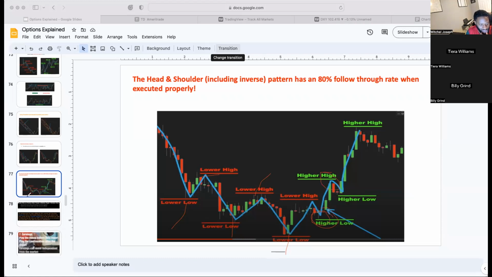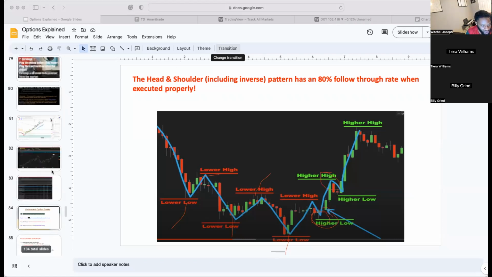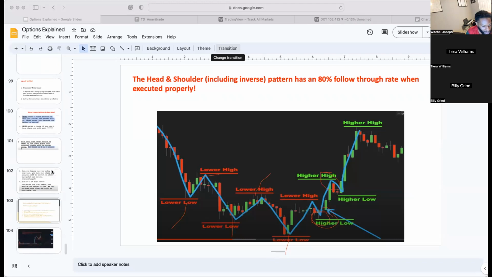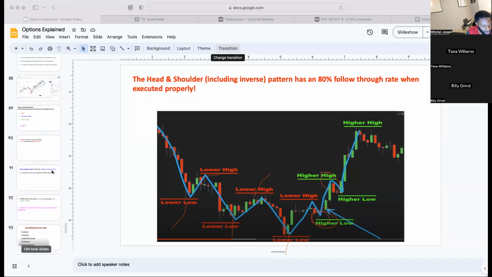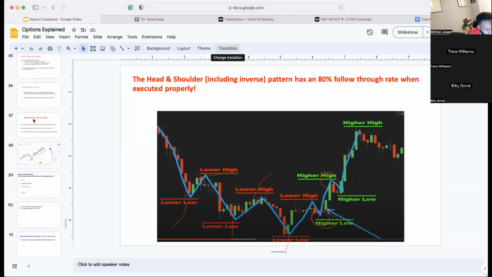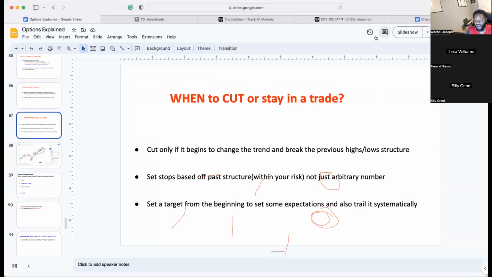One thing I was going to talk about was how to know when to cut a trade and when to stay in the trade. You only want to cut your position if the trend begins to change and it breaks previous lows and highs. Just like I showed you in that past example, if it's still continuing to make lower lows and lower highs, it can keep coming back, but it can still keep going up.